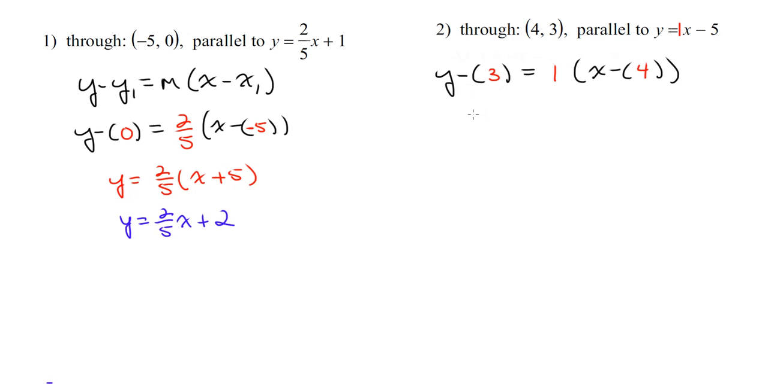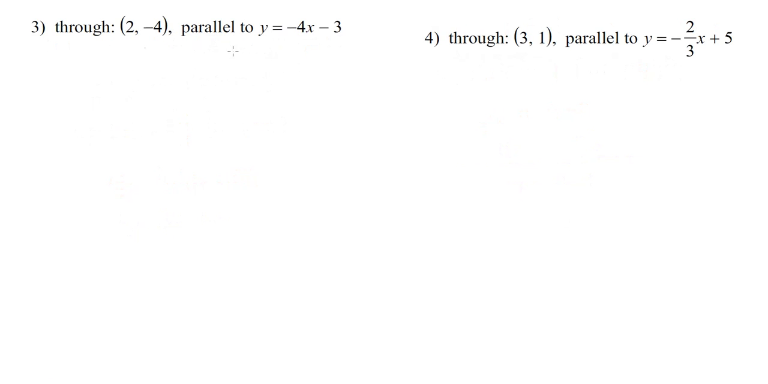So we simplify this. This becomes y - 3, and 1 times anything equals itself. So basically y - 3 = x - 4. And then to put this in slope intercept form, all we need to do is add 3 to both sides, and we get the equation y = x - 1. So this is the equation of the line parallel to the line y = x - 5 that runs through the point (4, 3).